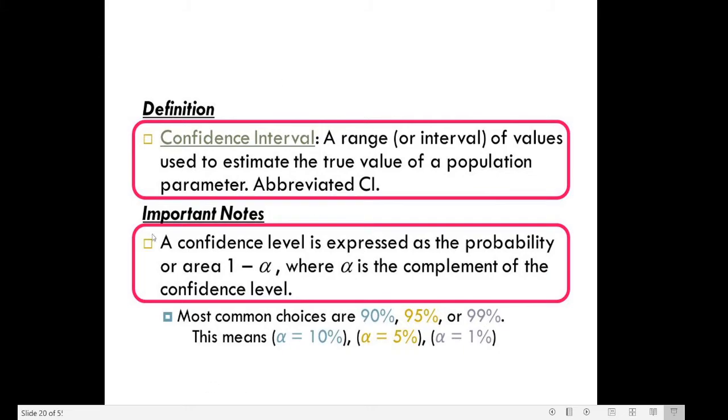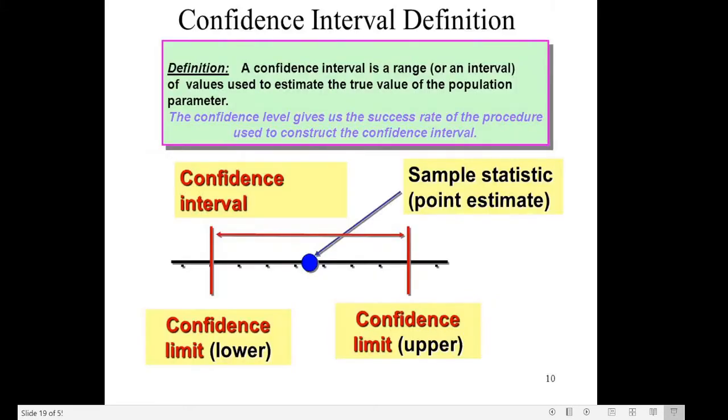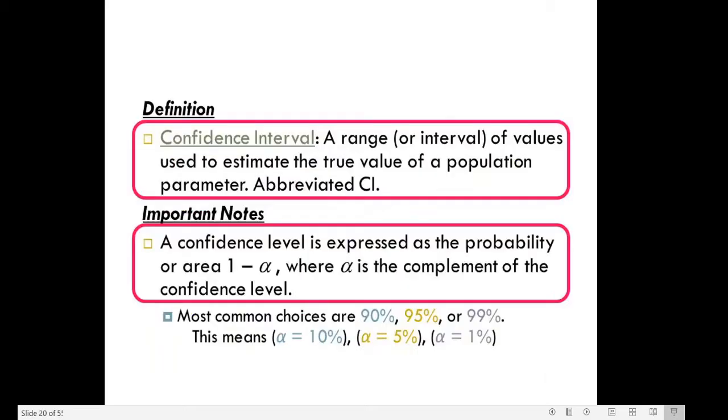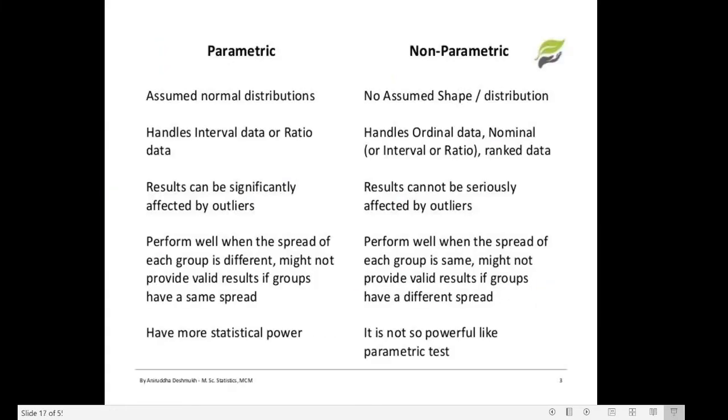So the definition is: it is a range of interval values used to estimate the true value of the population. The confidence level is called CL. The important note is that it is expressed as the probability 1 minus alpha, where alpha is the complement of the confidence level. Complement means, for example, take it as a curve. In this curve, at the top point is the confidence level, and the tails may be below 5%, 10% or 1%. I'm explaining this image.